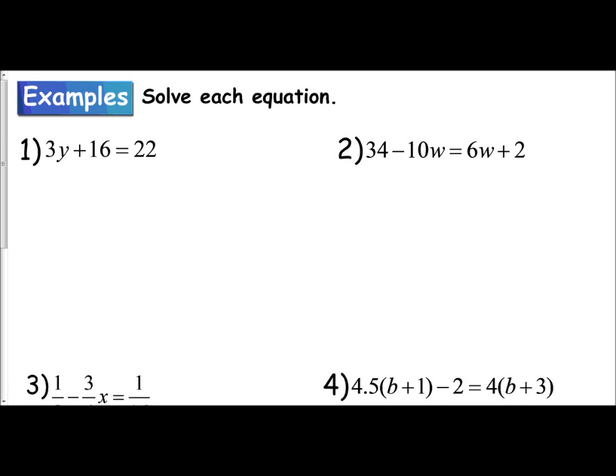Let's solve some equations. Now, when solving equations, you've learned to do the opposite of the order of operations. Go backwards because you're working towards the inside of the problem to get the variable, which means first you get rid of any addition, subtraction, then you get rid of any multiplication, division.